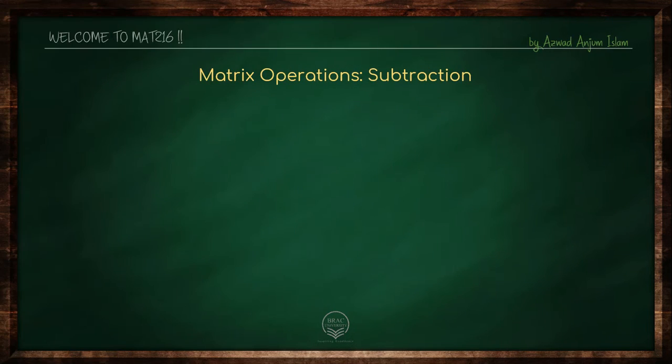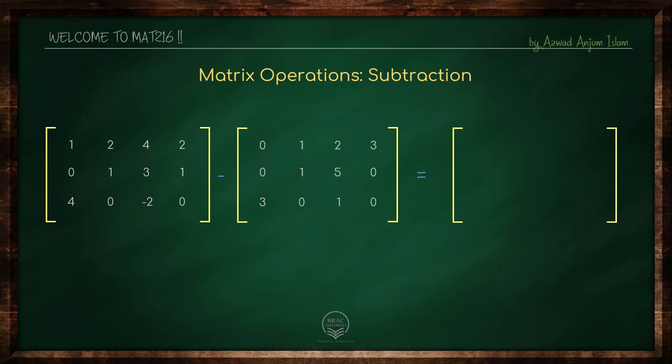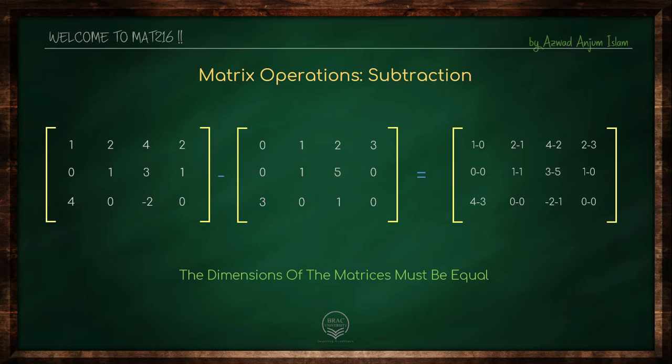Similarly, subtraction is basically the same thing. Just instead of adding the numbers, we are subtracting the individual elements. And again, obviously, we have the same dimension here. If the dimension is not correct, we cannot do matrix operations.